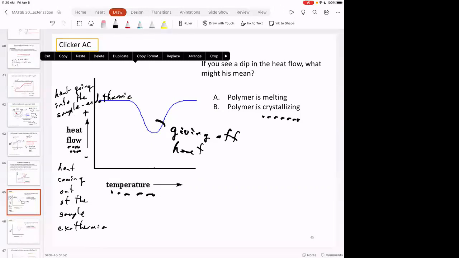And from the direction of the heat flow, which is whichever way the peak is pointing, you can figure out whether it's an exothermic or endothermic process. And then in this case, you have to remember what is melting and what is crystallization, and are they exothermic or endothermic?